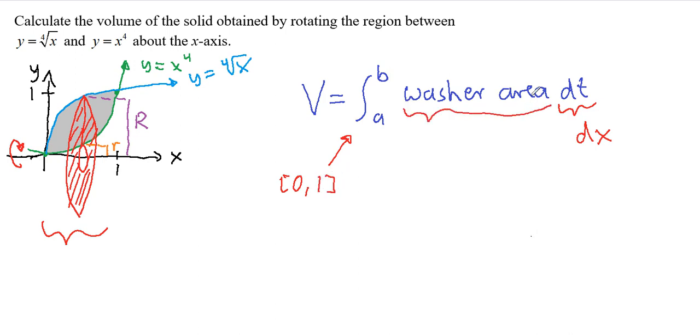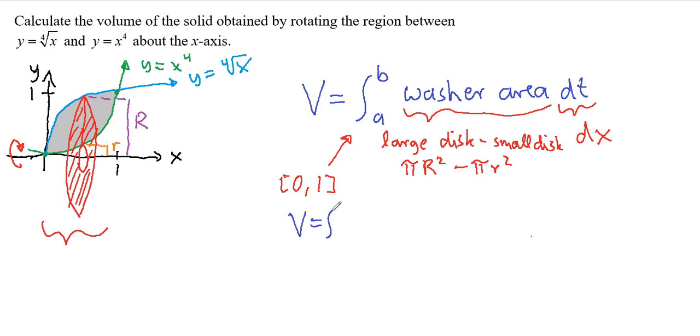And the area of the washer is calculated by taking the area of the large disk minus the area of the small disk. And since we already have some nice names, the large disk is the area of pi capital R squared, and the small disk is the area of pi lowercase r squared. Now we have all the information to set up our integral and calculate the volume.